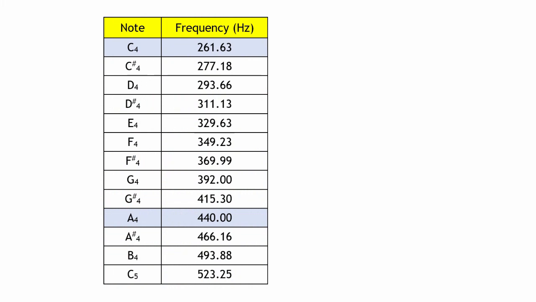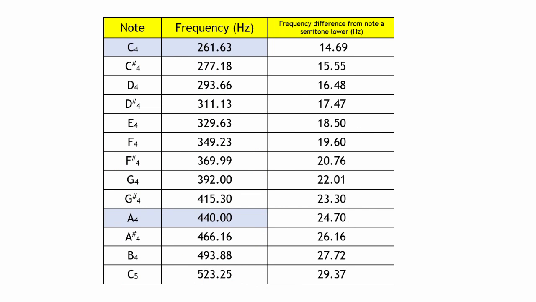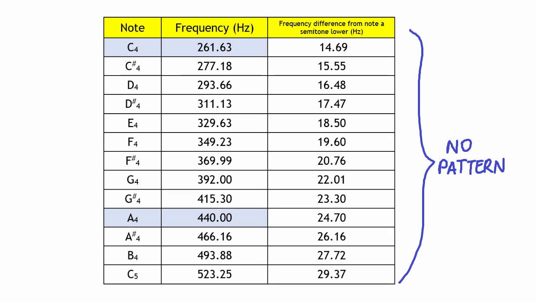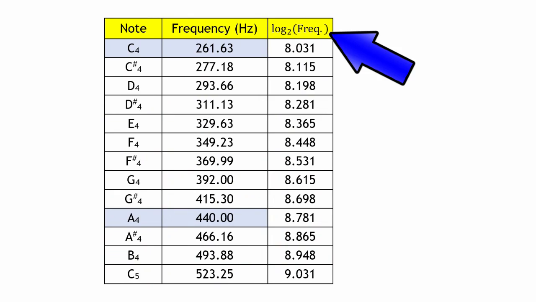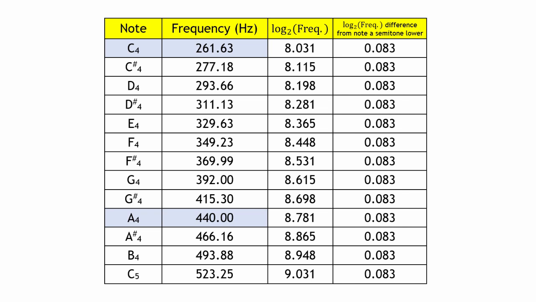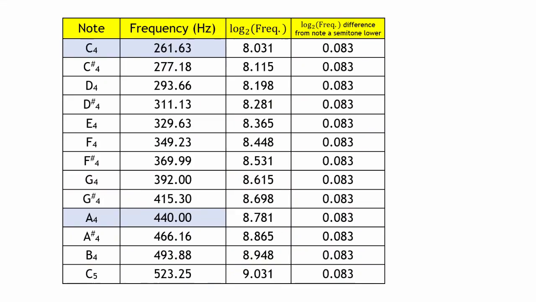Now, are there any patterns between the frequencies of each note as you go up a semitone? Well, if you try and find the difference between the frequency of a certain note and the frequency of a note a semitone lower, you don't really see a pattern just yet. Now, instead if we take log base 2 of these frequencies and then find the difference between those numbers, we start to see something. We see that the differences of the log base 2 of the frequencies are all the same, and it equals 1/12.